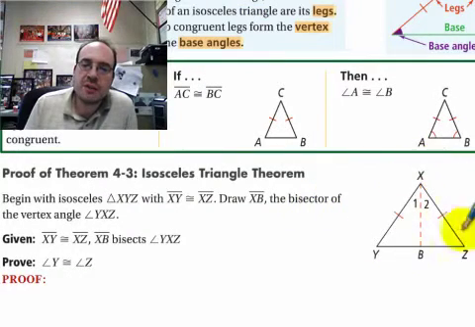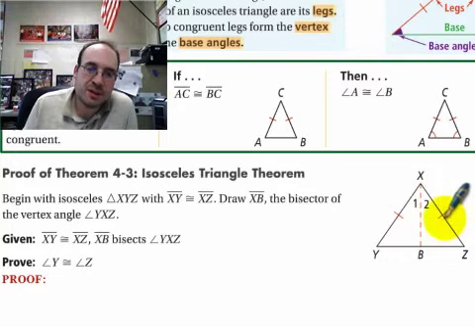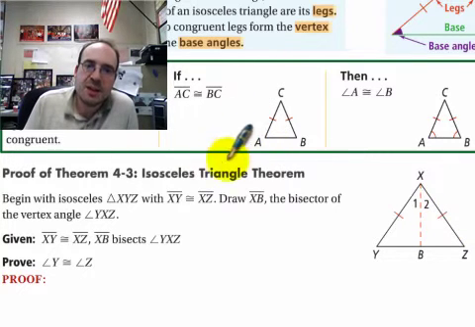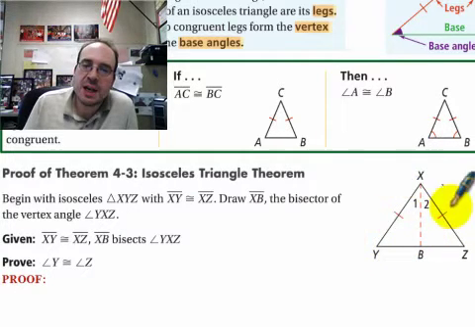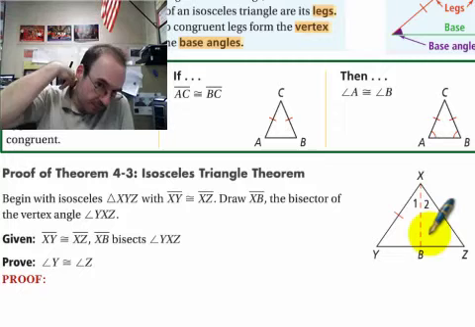So to do that, I have a triangle, and I draw the bisector of angle YXZ. Okay? So I am given that XY and YZ are congruent because that's what the theorem says. And I also construct a line that bisects this vertex angle. This is the vertex angle of this isosceles triangle. Okay?